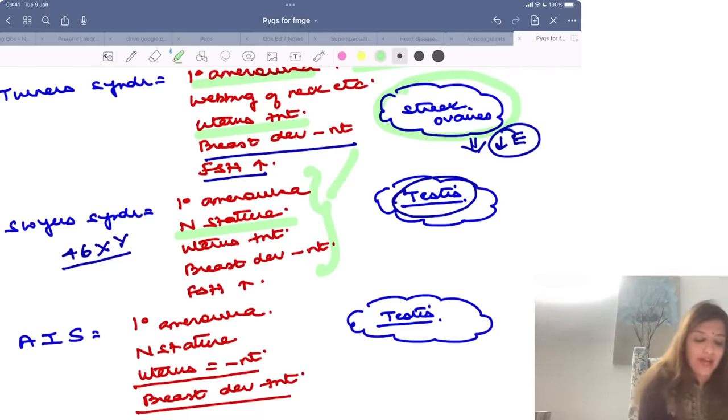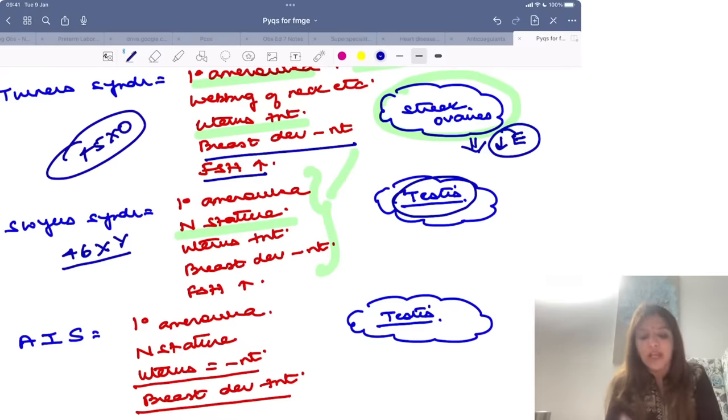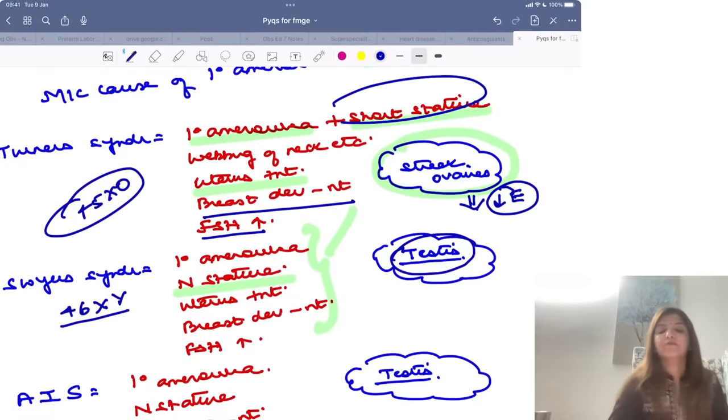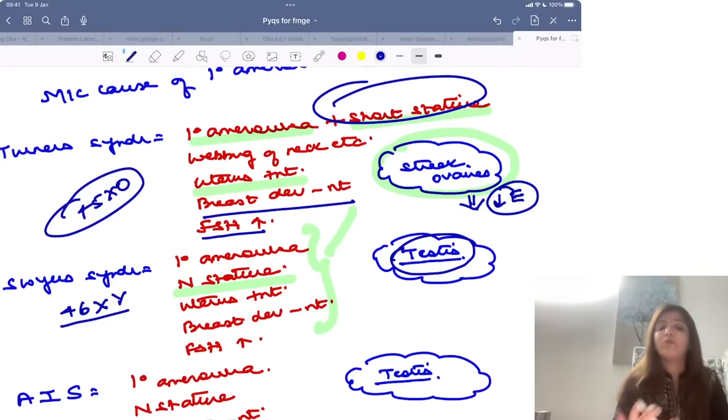Turner's is 45XO. Turner's mein streak ovaries hoti hain and Turner's mein short stature hota hai. Swyer's is 46XY. Usmein testes hoti hain and normal stature hota hai. Baaki dono mein sab kuch same hota hai. Dono mein uterus present hota hai. Dono mein FSH levels high hote hain and dono mein breast development is absent. Right? So this is how you come to know whether it is Turner's or Swyer's based on testes and ovaries, based on normal stature and short stature, and based on chromosome number.